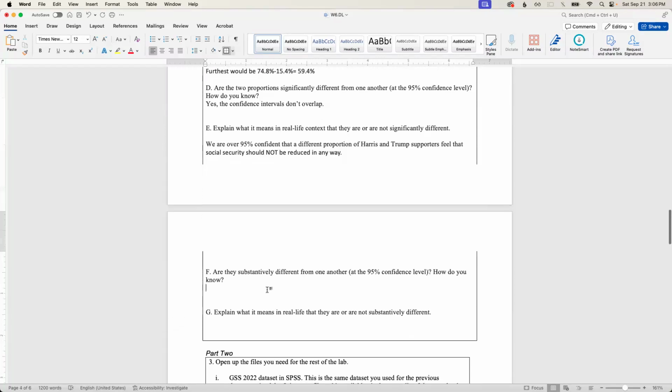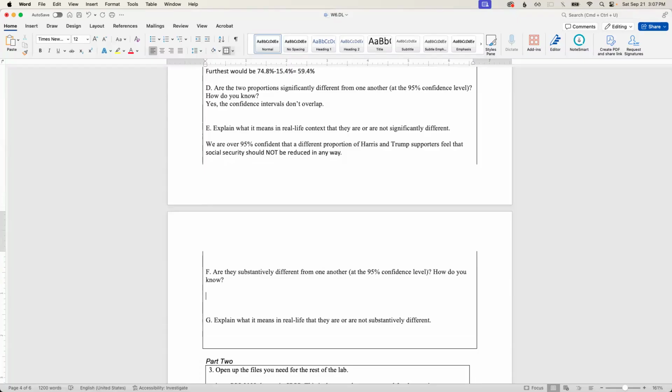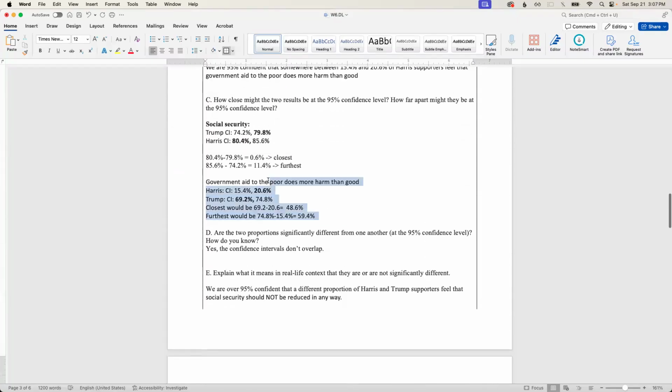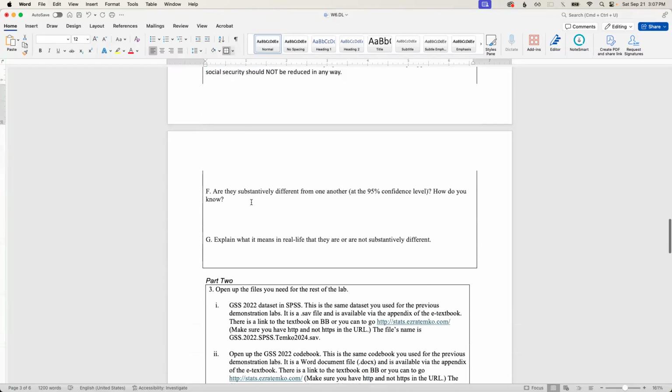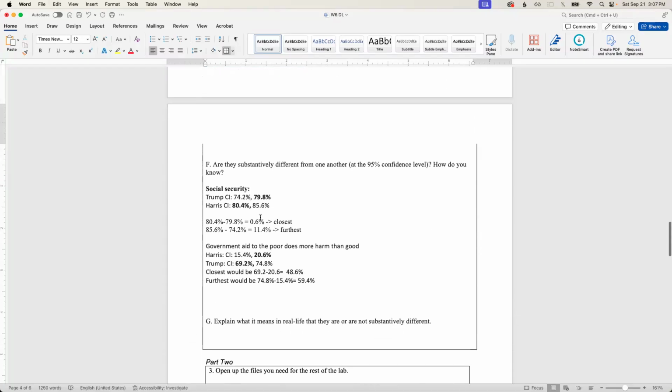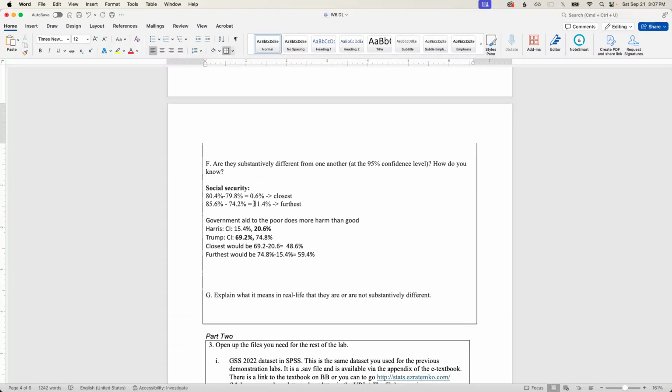Are they substantively different from one another at the 95% confidence level? If we go back to looking at how different they might be at the confidence level, they both could be substantive. For Social Security, we're seeing they could be 11.4% apart. That's over 1 out of every 10 additional Trump supporter or Harris supporter thinking that we shouldn't change Social Security comparatively, but we're not 95% confident about that.